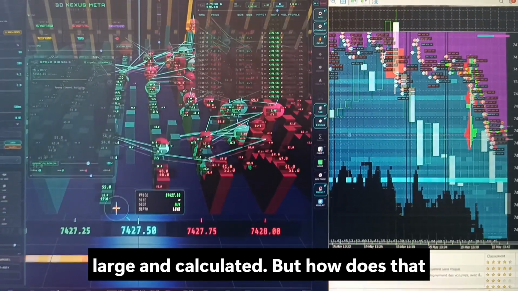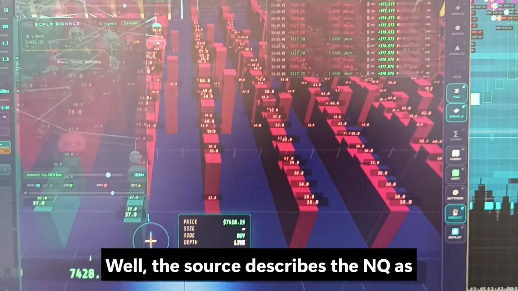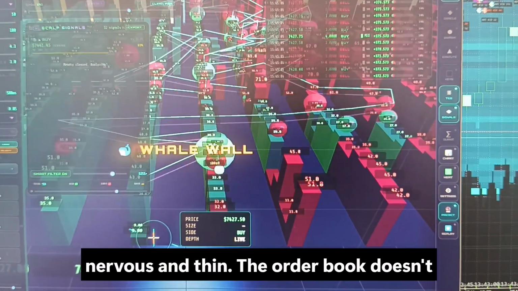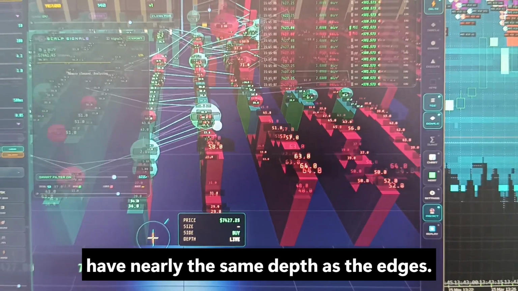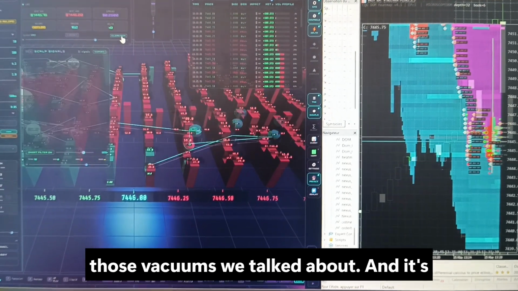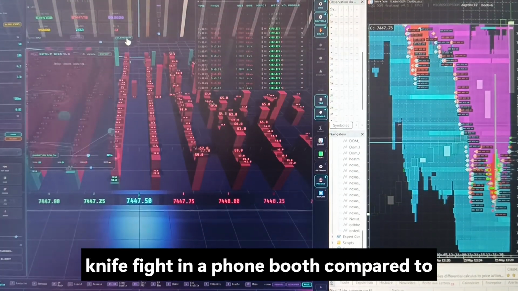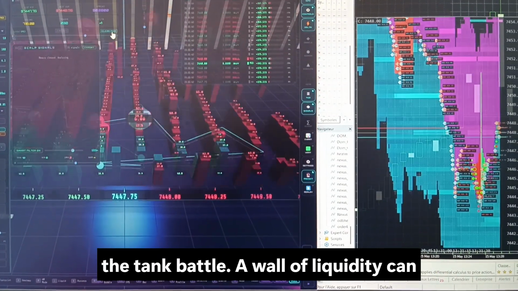But how does that compare to the NQ, the NASDAQ futures? Well, the source describes the NQ as nervous and thin. The order book doesn't have nearly the same depth as the ES. That means it is constantly filled with those vacuums we talked about, and it's notorious for fake breakouts. So a frantic knife fight in a phone booth compared to the tank battle.